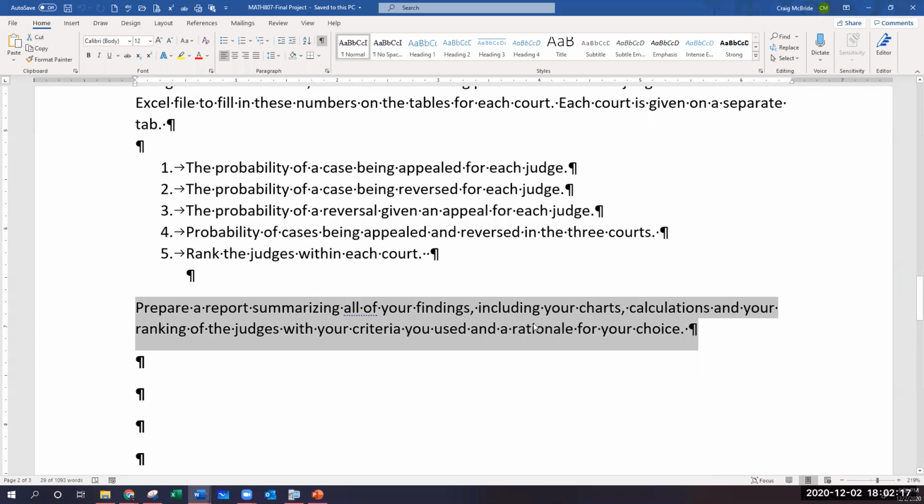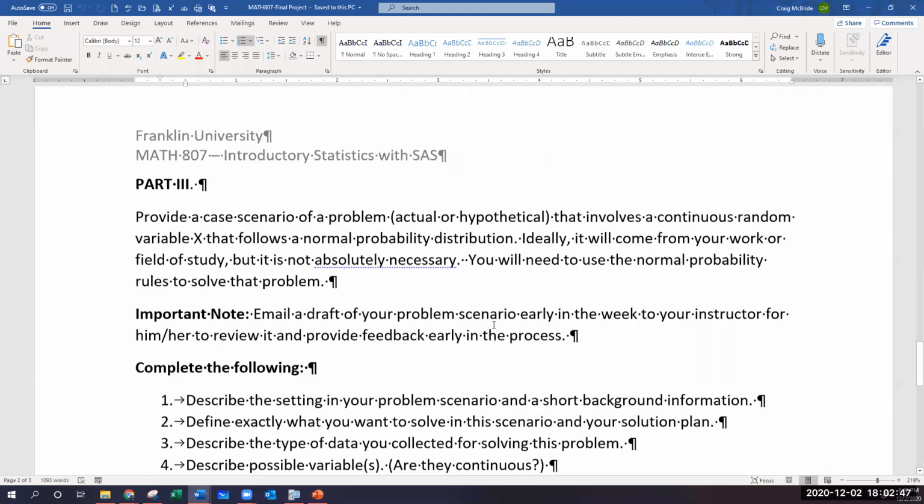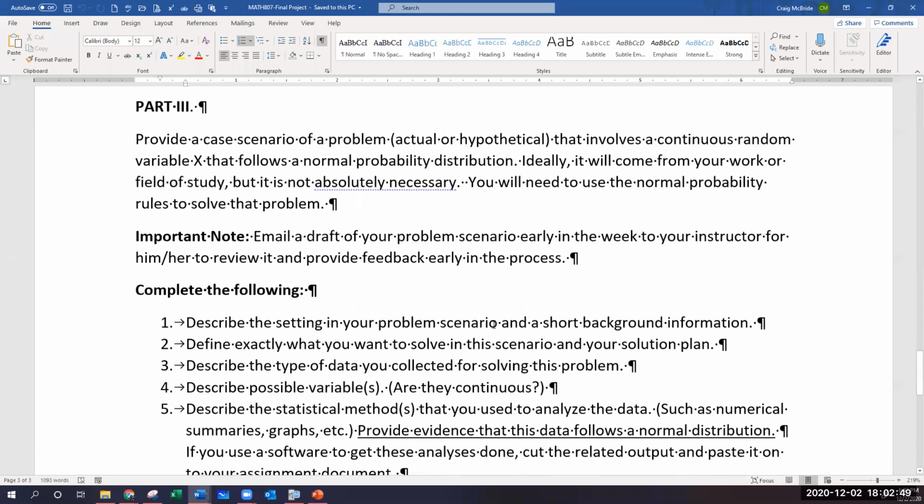Summarize everything, including any charts that you use and calculations, and kind of justify why you rank the judges the way you rank them, because you could rank these judges different ways depending on what you think is important and not important. And it all comes from what you're computing up here, as to, do you think it's important that their things were appealed, or do you think it was more important that their things were reversed, or more important that their things were reversed given an appeal? Because all those different things would give you different rankings, so you just decide on one and use that to justify your answers. Then part 3, this is where things get more dissertation-y.